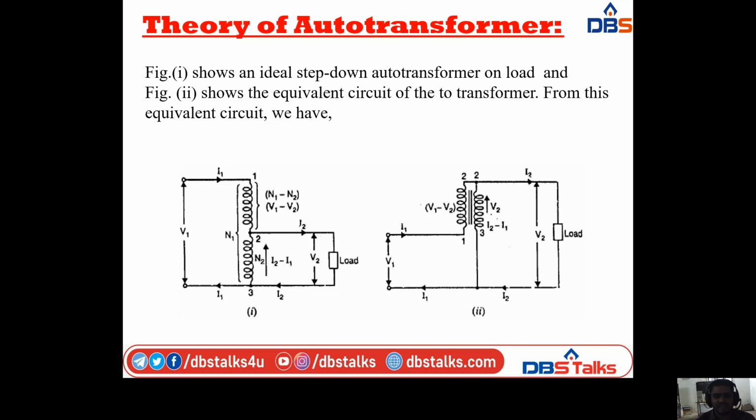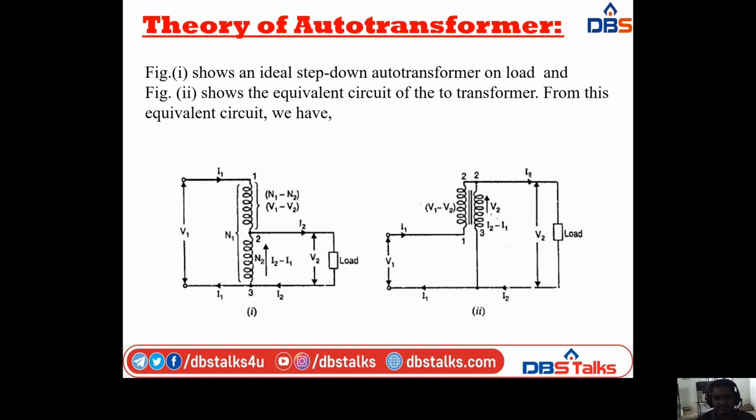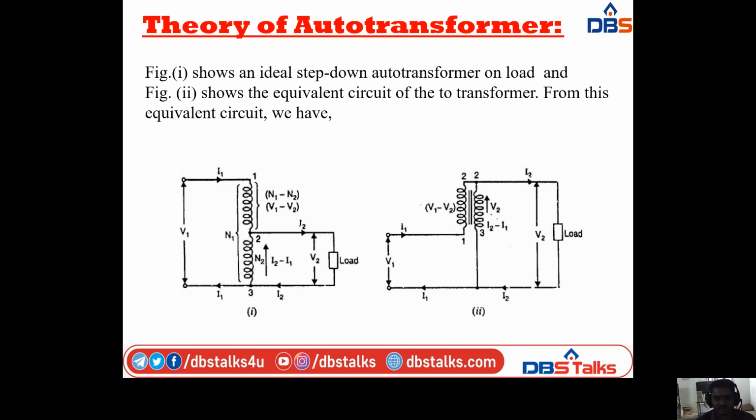From this equivalent circuit we are writing V2 into N1 minus N2. So V2 into (N1 minus N2) is equal to N2 into (V1 minus V2). So from this equivalent circuit we are writing those equations.